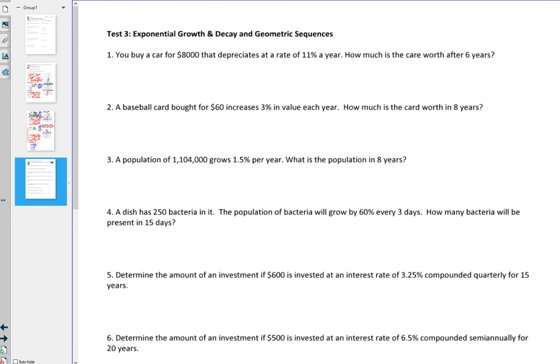To buy a car for 8,000 that depreciates at a rate of 11% per year, how much is the car? No, that's a misspelling. It should be how much is the car worth after 6 years? So what formula would we use here? Yeah, the decay formula. The amount is equal to the original amount, which is 8,000. Can I just put here 0.89 and nobody would be confused? Jason, how would I get 0.89 as my decay factor?